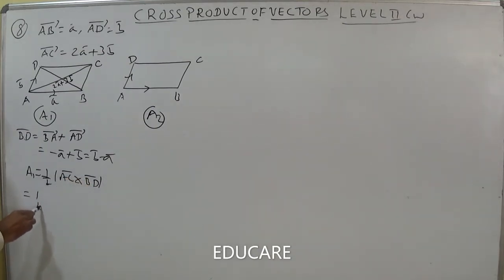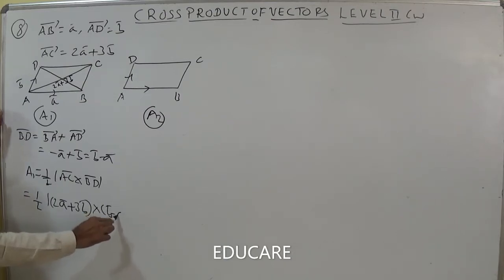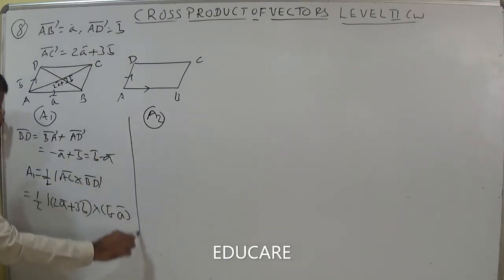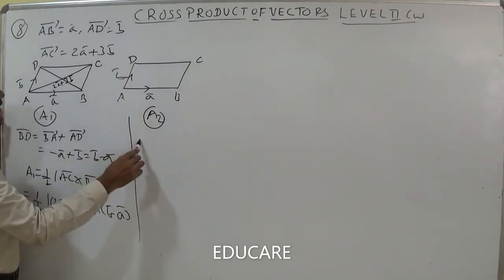Vector area only we should compare. 1 by 2 into AC, where AC means 2A bar plus 3B bar as given, cross B bar minus A bar. This is area 1. For area 2, this is A bar given, this is B bar given.